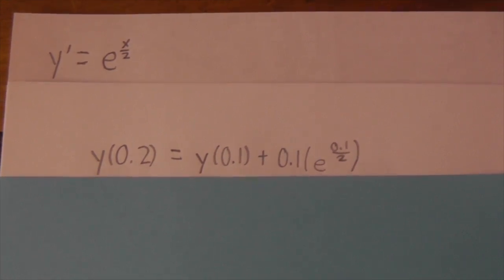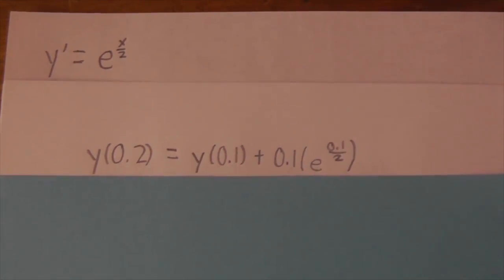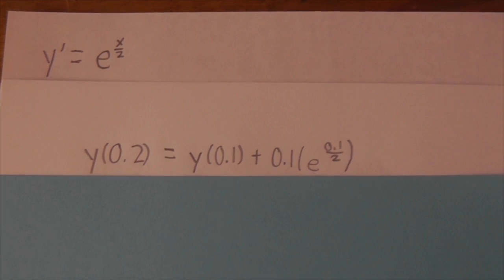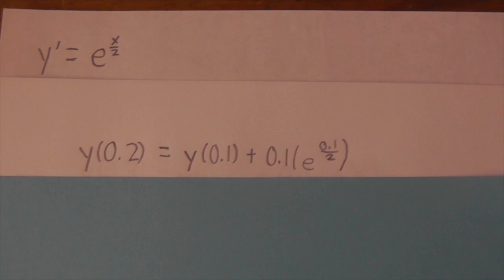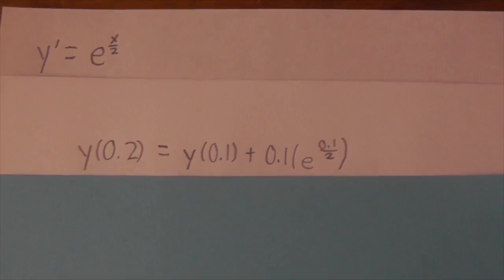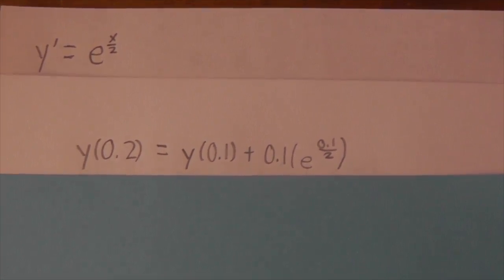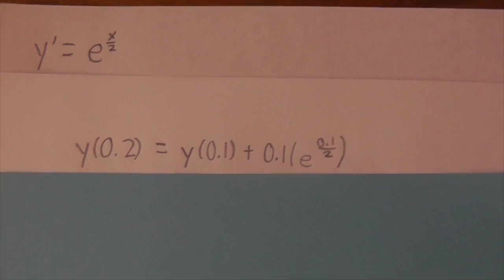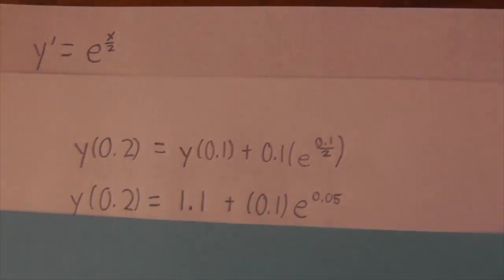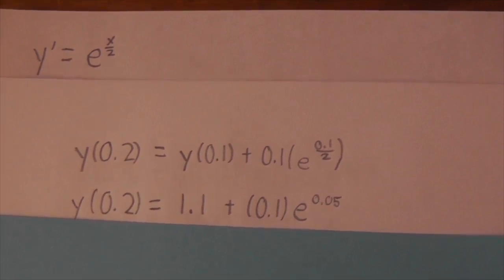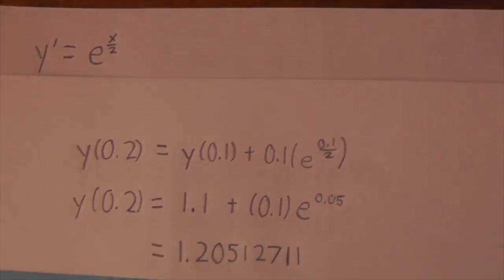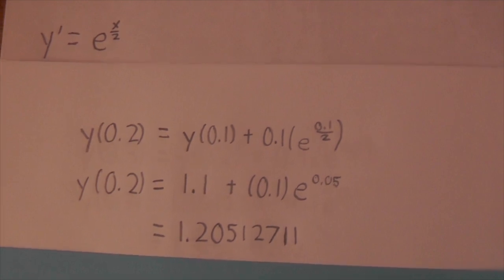Y of 0.2 equals y of 0.1, the value we just found, plus 0.1, the step size, times y prime of 0.1, 1.1, or e to the 0.1 over 2. We can then simplify this. And using a calculator, we estimate y of 0.2 as approximately 1.20512711.